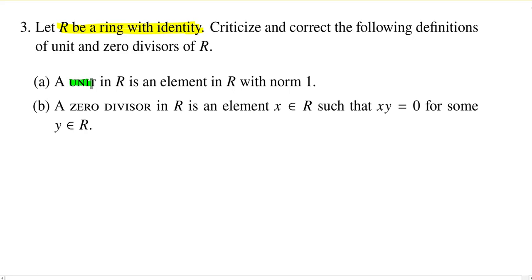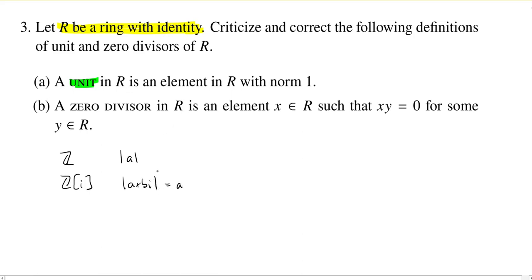So we're going to look at what it means to be a unit, and the proposed definition is that it's an element in the ring with norm 1. Now, what you might be thinking about is many of the examples that we've talked about in class where we were able to define a norm map on the ring. So usually this comes in the form of what we would write as like an absolute value. So we would have the absolute value of an integer or the absolute value of a Gaussian integer, right?